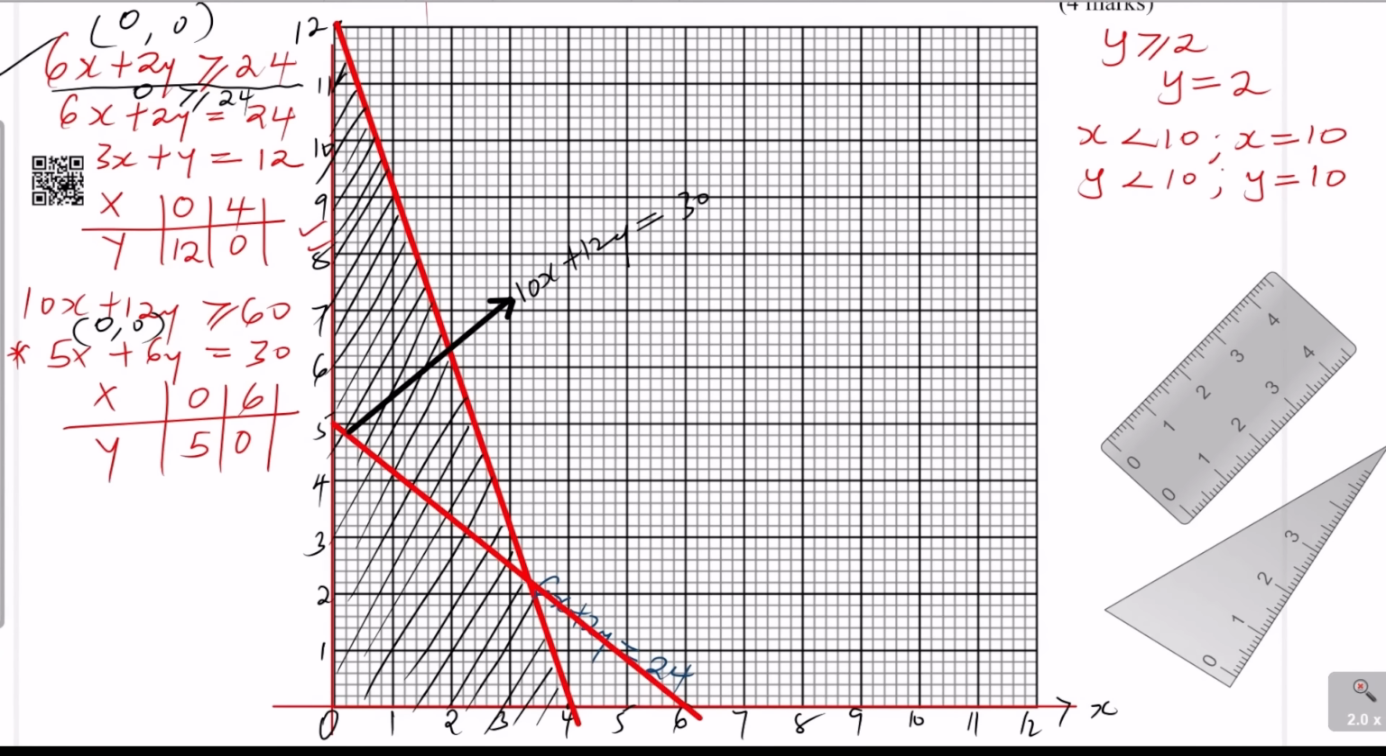So this will give 10 times 0 plus 12 times 0. That will be 0 is greater than or equal to 60. Is it true? No, it is not greater. So the side that you're going to shade again is on this side, the unwanted side, because that point 0, 0 that we picked doesn't satisfy that inequality. We've tested it there. So that is the side you're supposed to shade.